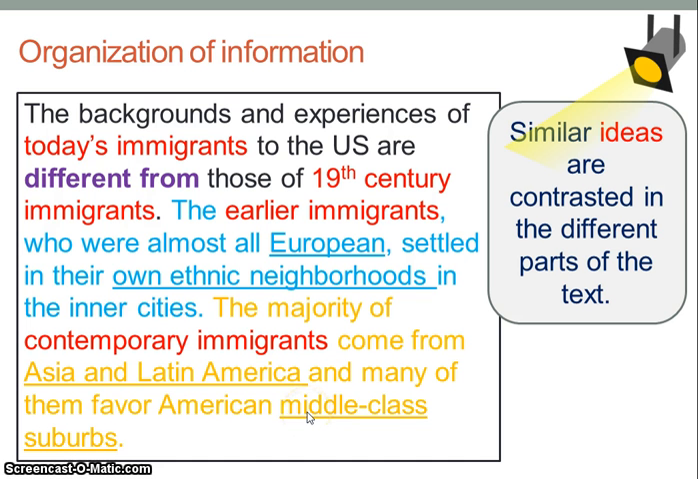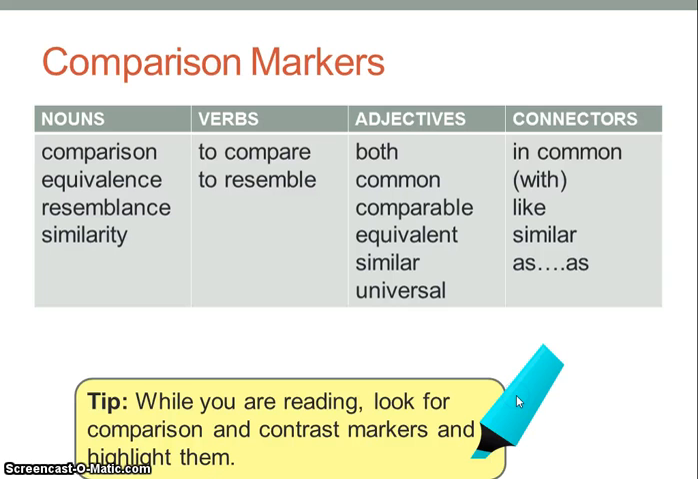So what that means is that we need to pay attention to the organization of the information. And of course, pay attention to comparison markers: comparisons, equivalence, resemblance, similarity, the verbs to compare, to resemble, adjectives, connectors. We need to pay attention to all of these words when we're reading, and when we read them, mark them in some way. Underline, highlight, circle, and ask yourself, is it comparing? Is it talking about similarities? Or is it talking about differences?